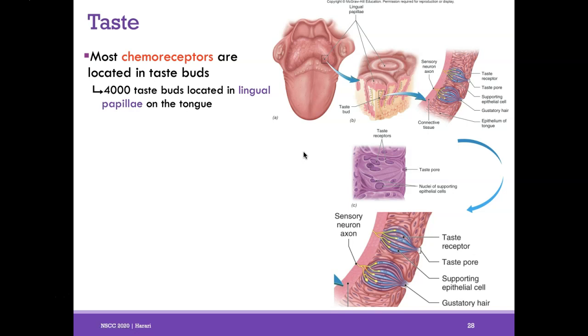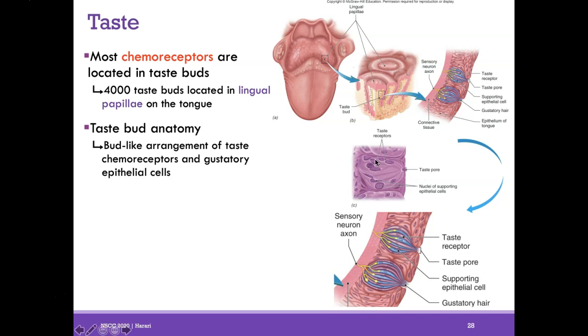We have 4 different kinds of lingual papillae. 1 without taste buds, 3 with taste buds. And only one type of lingual papilla really has a lot of our taste buds on them. So we have about 4,000 taste buds on our tongue that are located in lingual papillae.